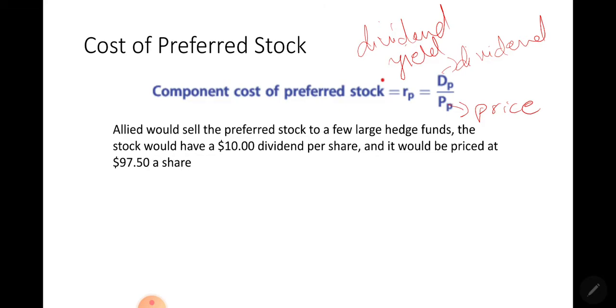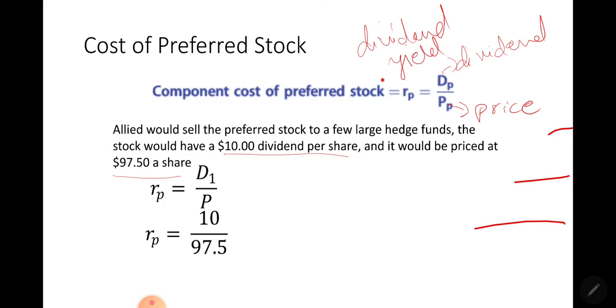Let's look at an example. Allied would sell the preferred stock to a few large hedge funds. The stock has a 10 dividend per share and it would be priced at 97.5. So if we calculate, this is the formula. Dividend is 10 and the price is 97.5. That means 10.3% is the return for the preferred stock, and this is the cost for the corporation.